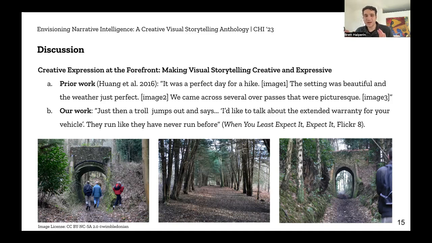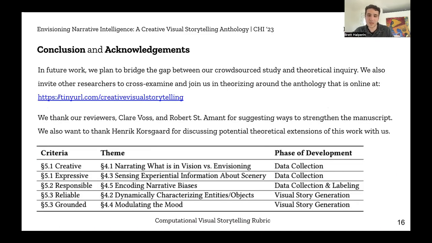And so we argued that our story elicitation process really foregrounded creative expression in a way that led to this imagination of a troll, which we think is very exciting. And we would like to see machines that in the future allow for this type of creativity. And so in conclusion, we create this computational visual storytelling rubric that assigns each theme to criteria in a phase of development that we believe can be used for artificial intelligence to collect data that leads to more creative stories, responsible stories, expressive, reliable, and grounded.